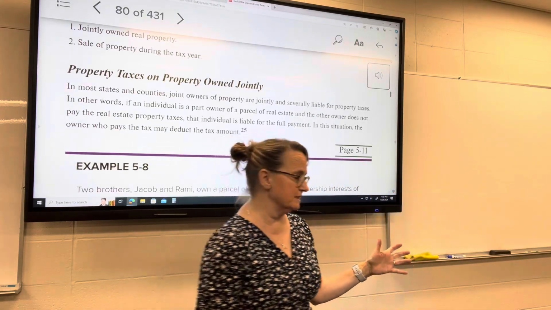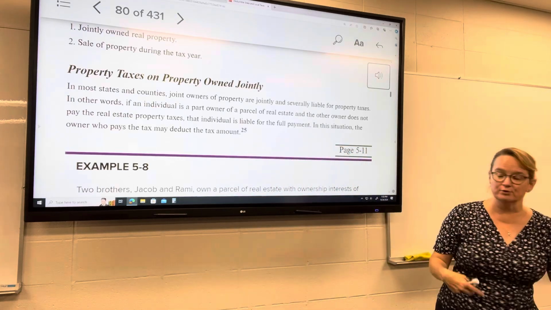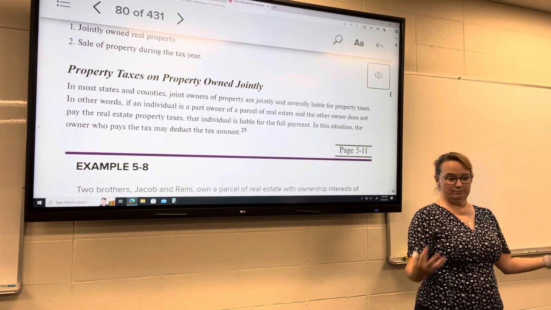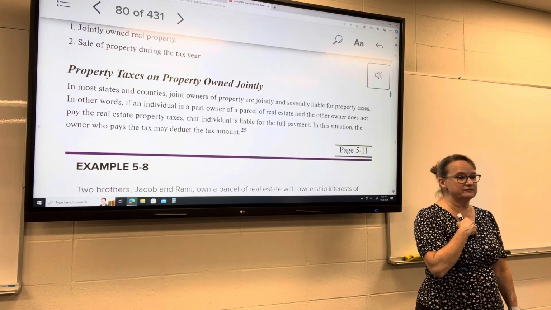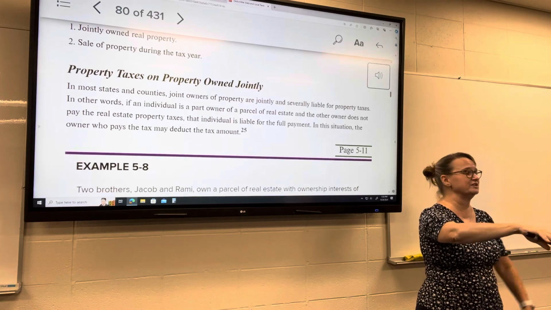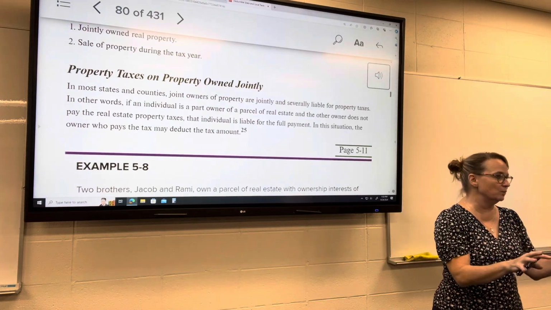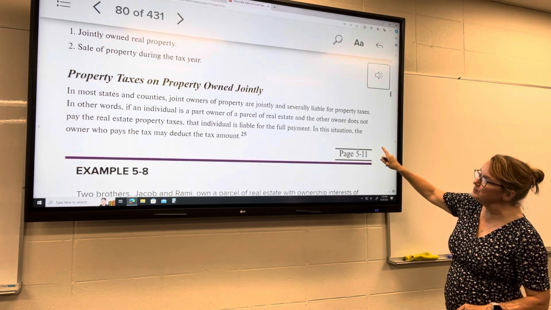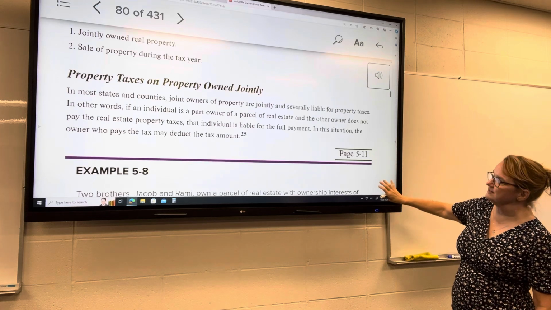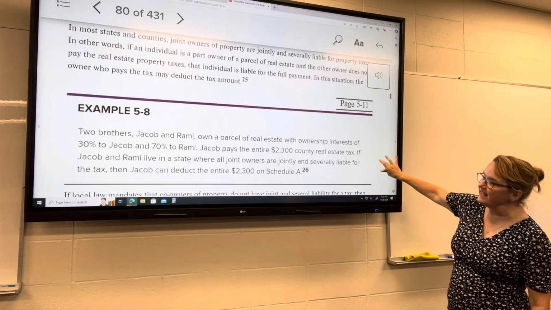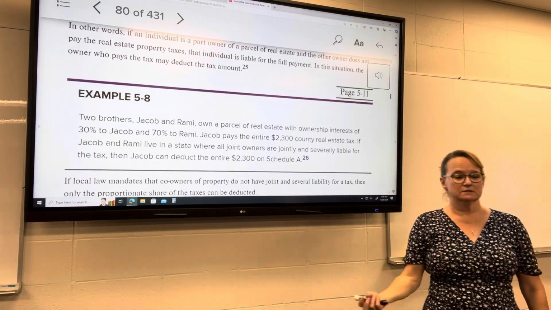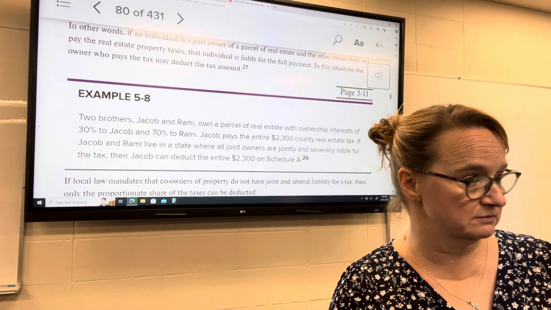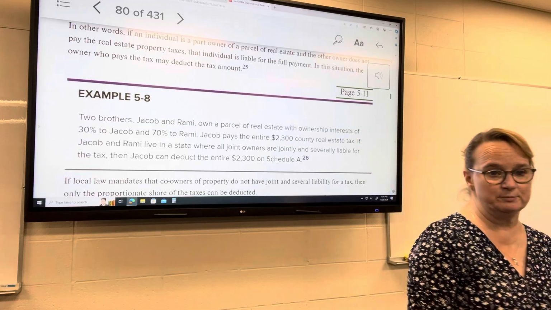So jointly and severally, if you are jointly and severally liable, there are different rules than if you are not jointly and severally liable, which means that legally, I'm only responsible for 50%, the other person's only responsible for 50%, or whatever percentage that we have come up with. So, if we are jointly and severally liable, then we get to deduct whatever we paid. If we paid 100%, we get to deduct 100% of it. If we paid 50%, we deduct 50% of it.